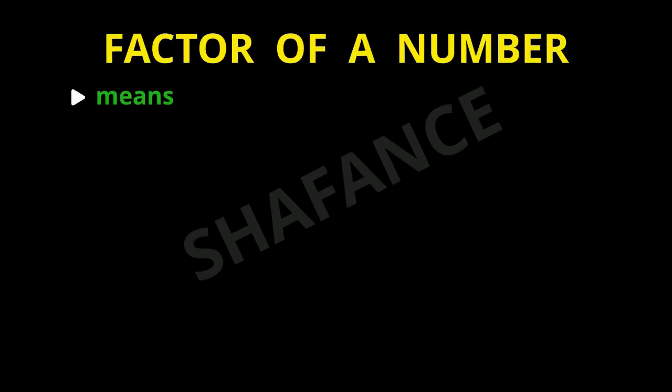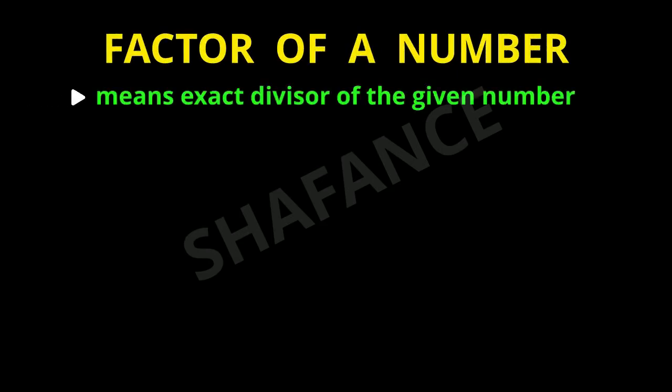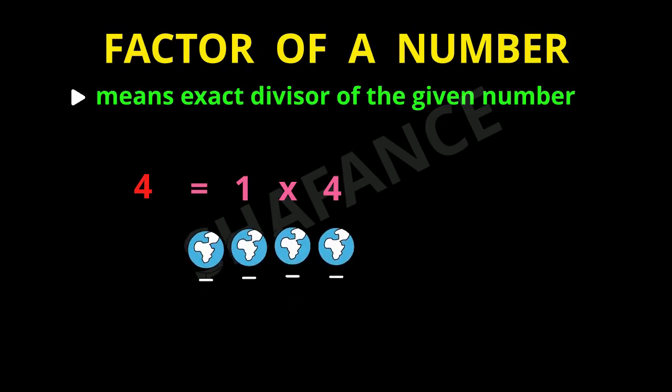First is factor. Factor of a number means exact divisor of the given number. Exact divisor means the number which divides the other number exactly. That is, exact divisor multiplied with a counting number gives the number. If we take example of a number 4, then it can be written as 1 multiplied by 4. So we have 4 globes over here in one row. And it can also be written as 2 multiplied by 2.